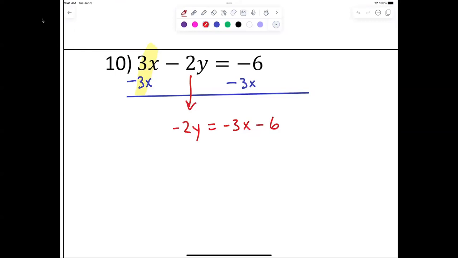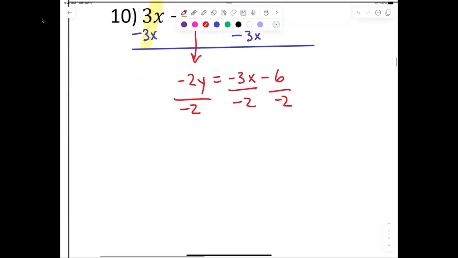So now what am I going to do? Now you're going to divide by 2y. Nope, I'm going to divide by just what? By just the negative 2. Just by negative 2. I'm going to divide everything by negative 2. Divide by negative 2.